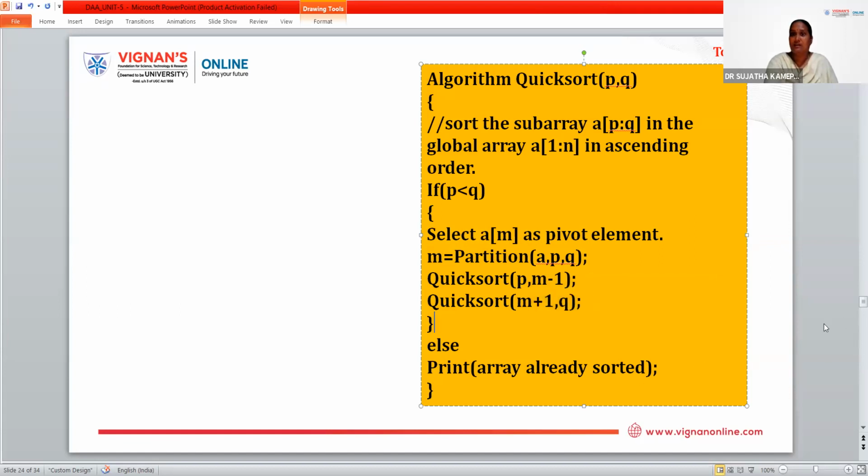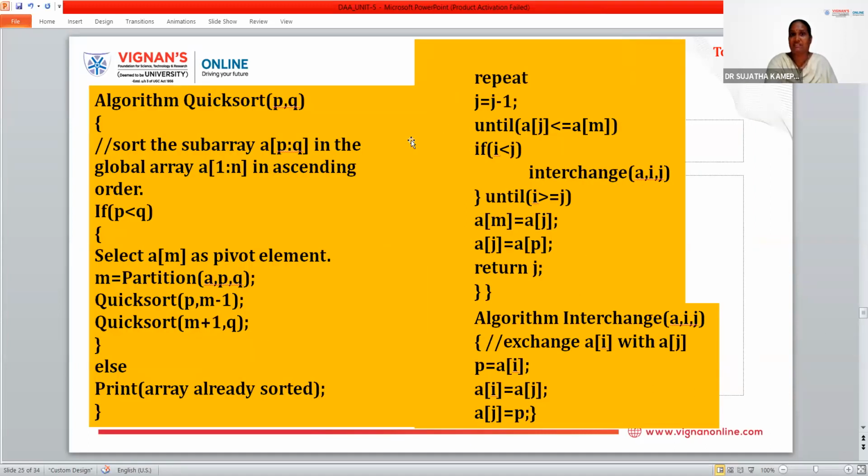Now, how is partitioning done? This partitioning algorithm can be represented here. It is the procedure we just explained now. So we are selecting the partitioning algorithm. How we are interchanging, how we are selecting all those things are represented here, right?